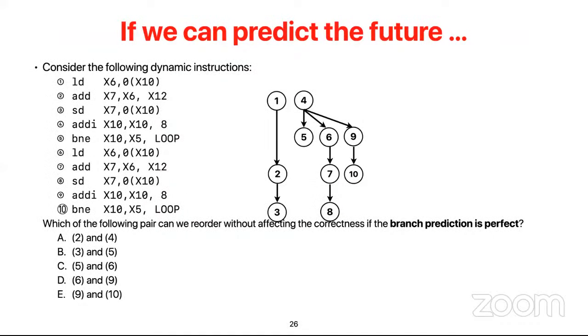So now I'm asking you: given this data flow graph, are we able to reorder any of this, if the branch prediction is perfect? Okay, so no, this is exactly the same question we had before.